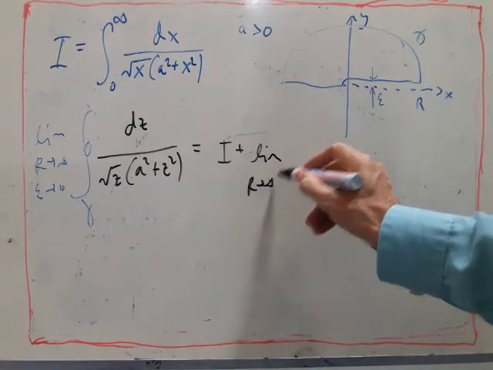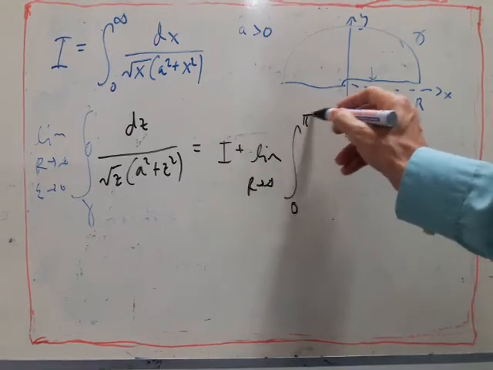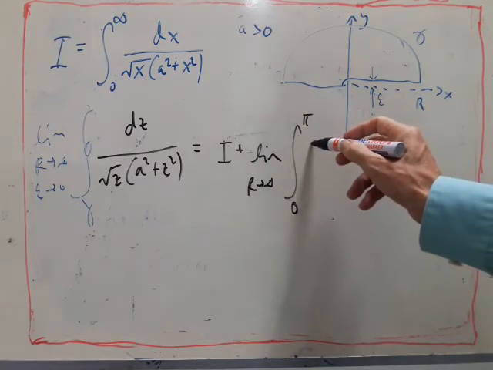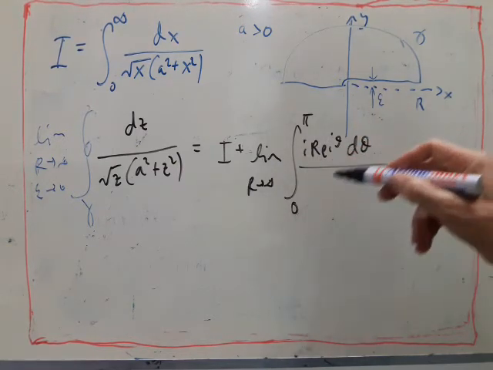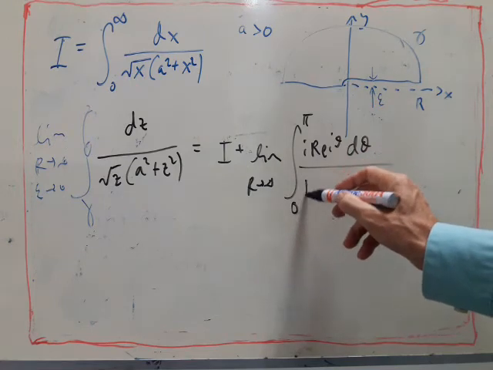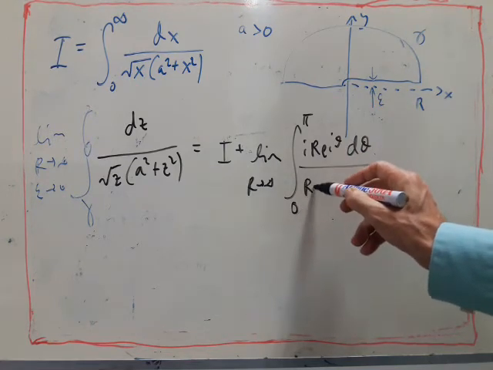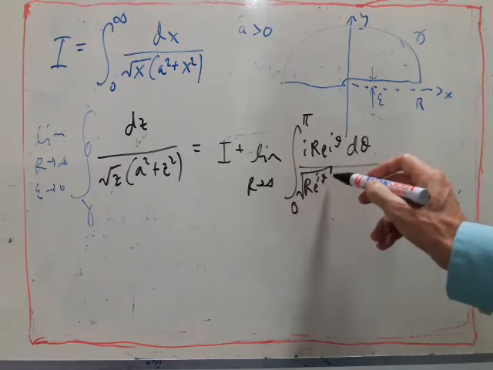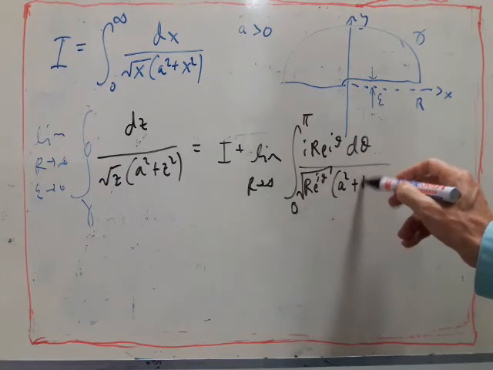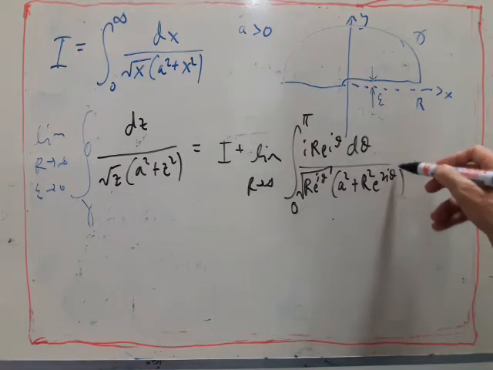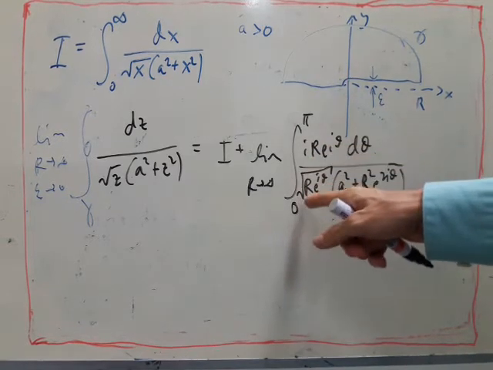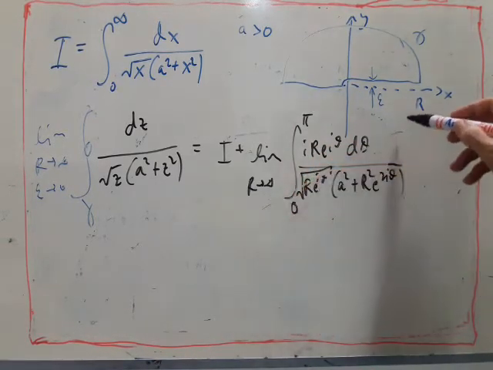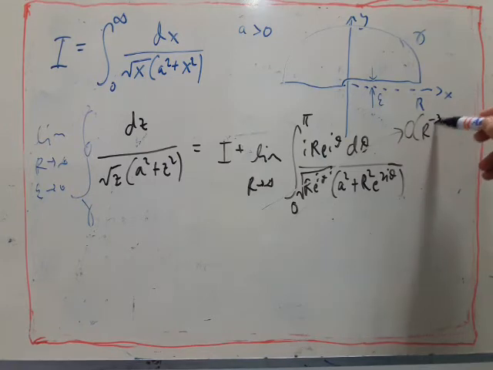So the limit as r goes to infinity of the integral from 0 to pi of, now dz turns into r times e to the I theta, I times d theta, and we've got r times e to the I theta square rooted on the bottom, and a squared plus r squared e to the 2I theta. Okay, so overall we've got r squared on the bottom and root r. So this goes off like order r to the 3/2, so that's no problem, that goes to 0.